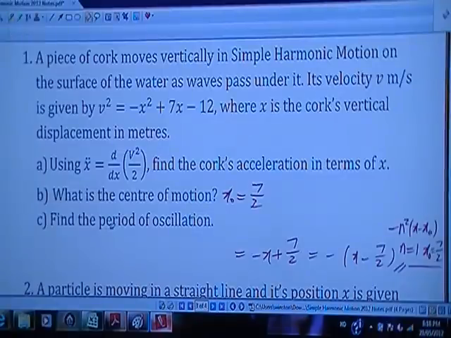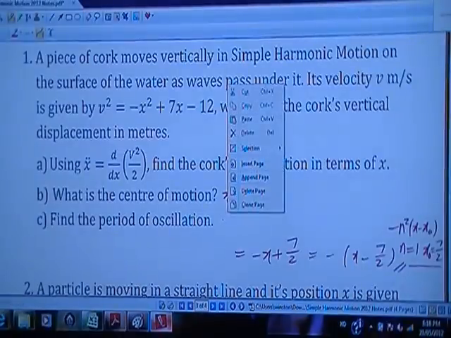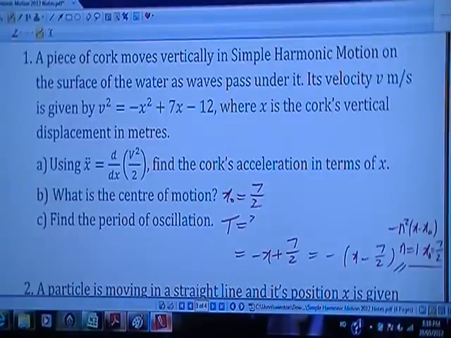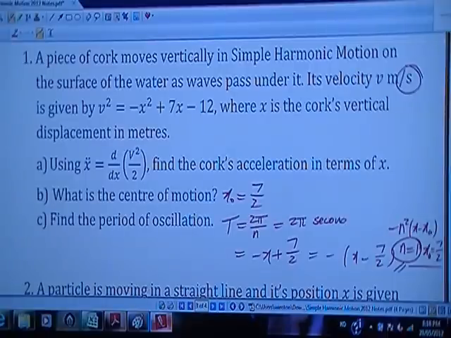And find the period of oscillation. Your time period is 2 pi over n, and we know from here n equals 1, so that equals 2 pi on 1, which equals 2 pi. And the time is in seconds, so 2 pi seconds. Make sure you write the units. That was a very, very easy question.